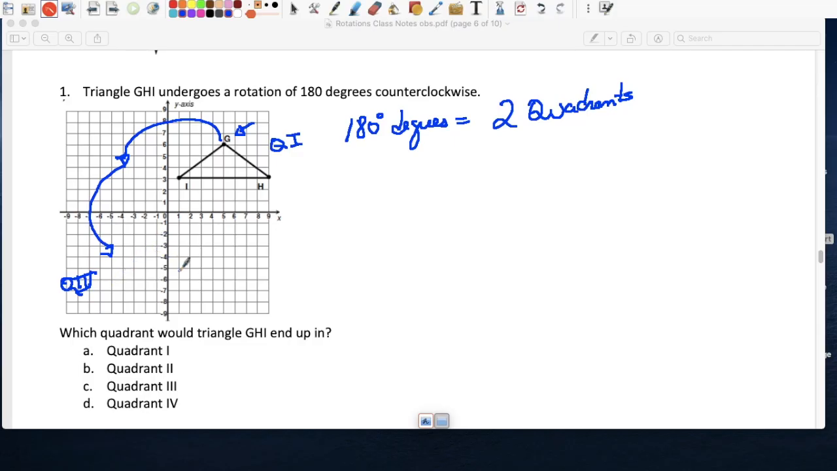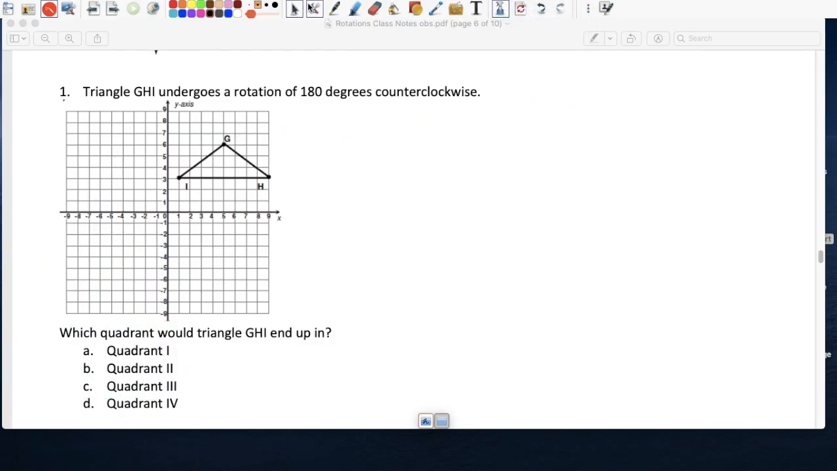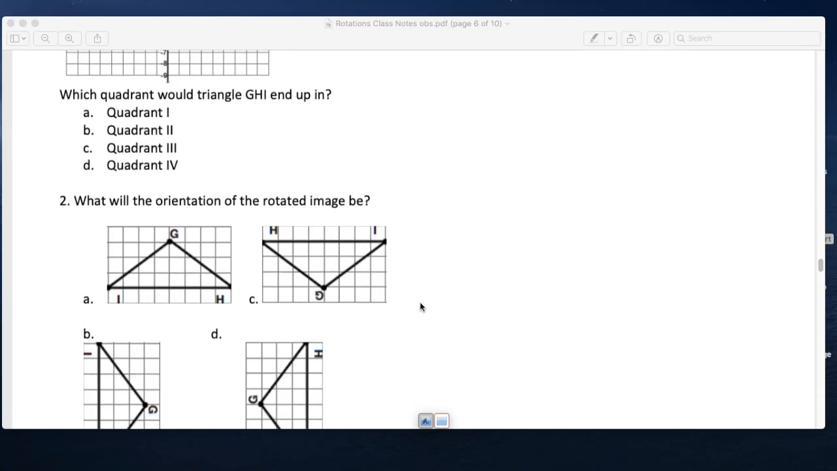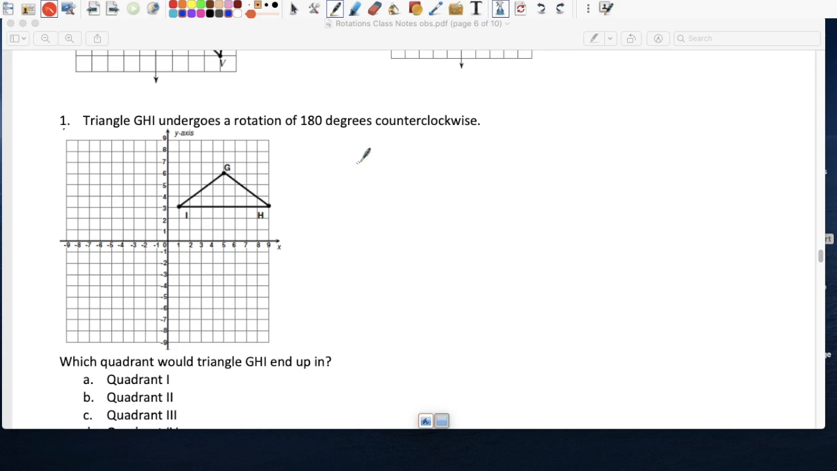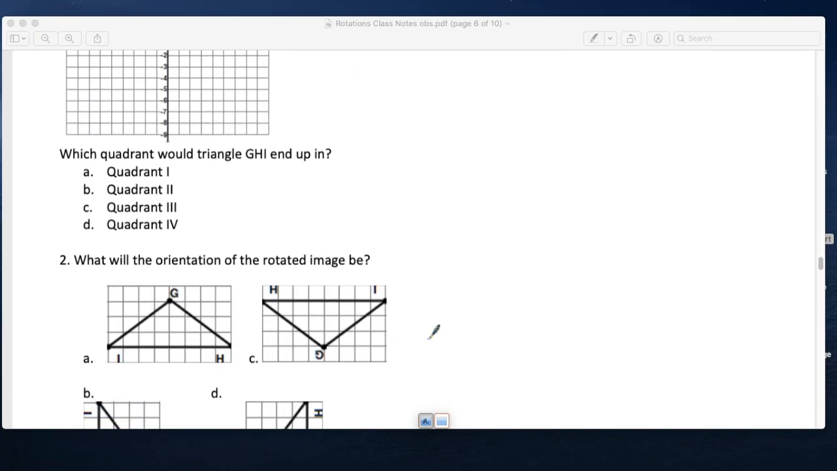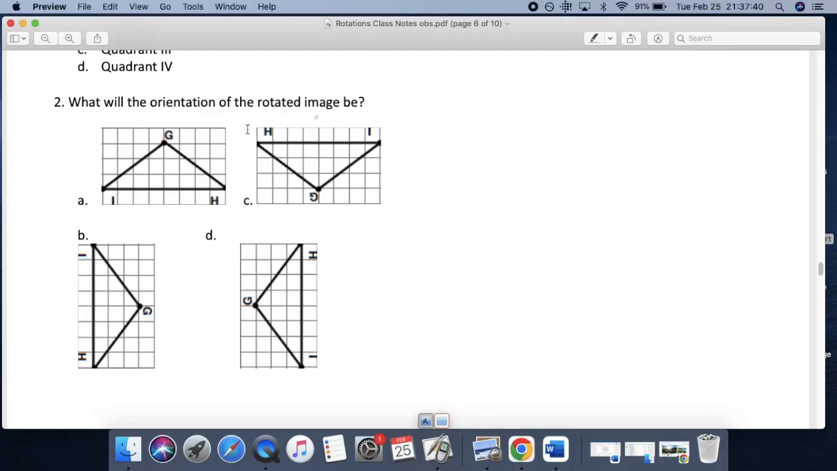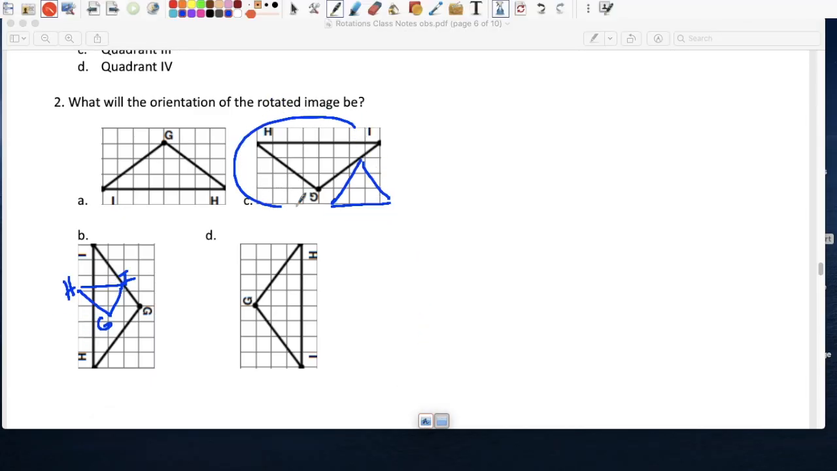So which quadrant would GHI end up in? Everybody is going to end up here in quadrant 3. Okay? What is the orientation? Well, it's 180 degrees. So if you ask the triangle to rotate 180 degrees, it is now going to look like this, where G is going to be over here, and H and I here. We have something that looks like that, G pointing down, H and I right here. Okay.